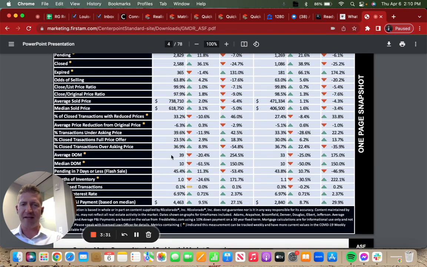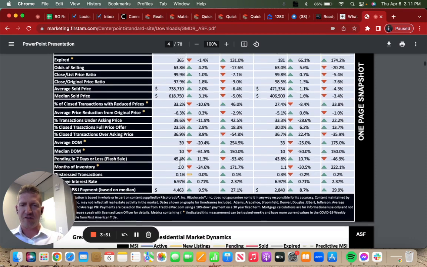Average and median days on market. I tend to focus on the median because average can be skewed. So median days on market was 10. That's down a whopping 62% from February. So that's a big deal when you're thinking about buying a home or selling a home for, you know, obviously varying reasons, yet up 150% from last year.